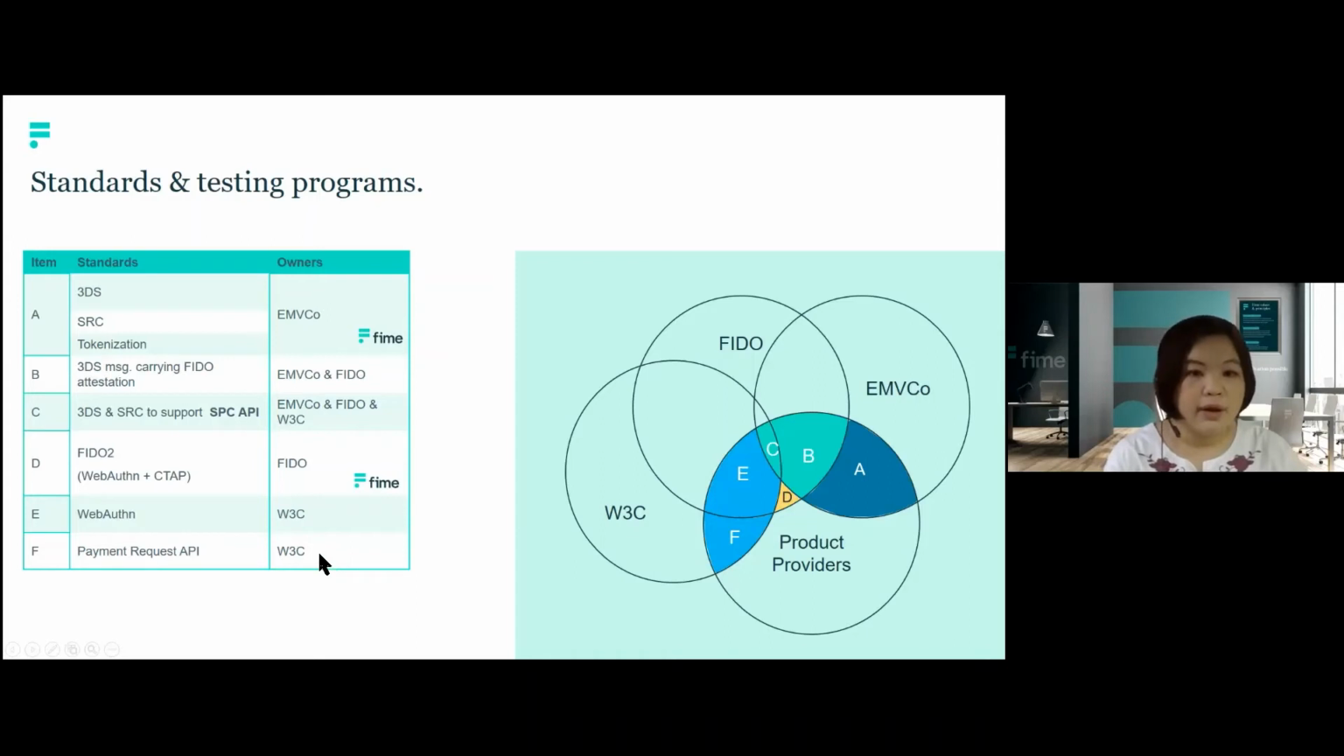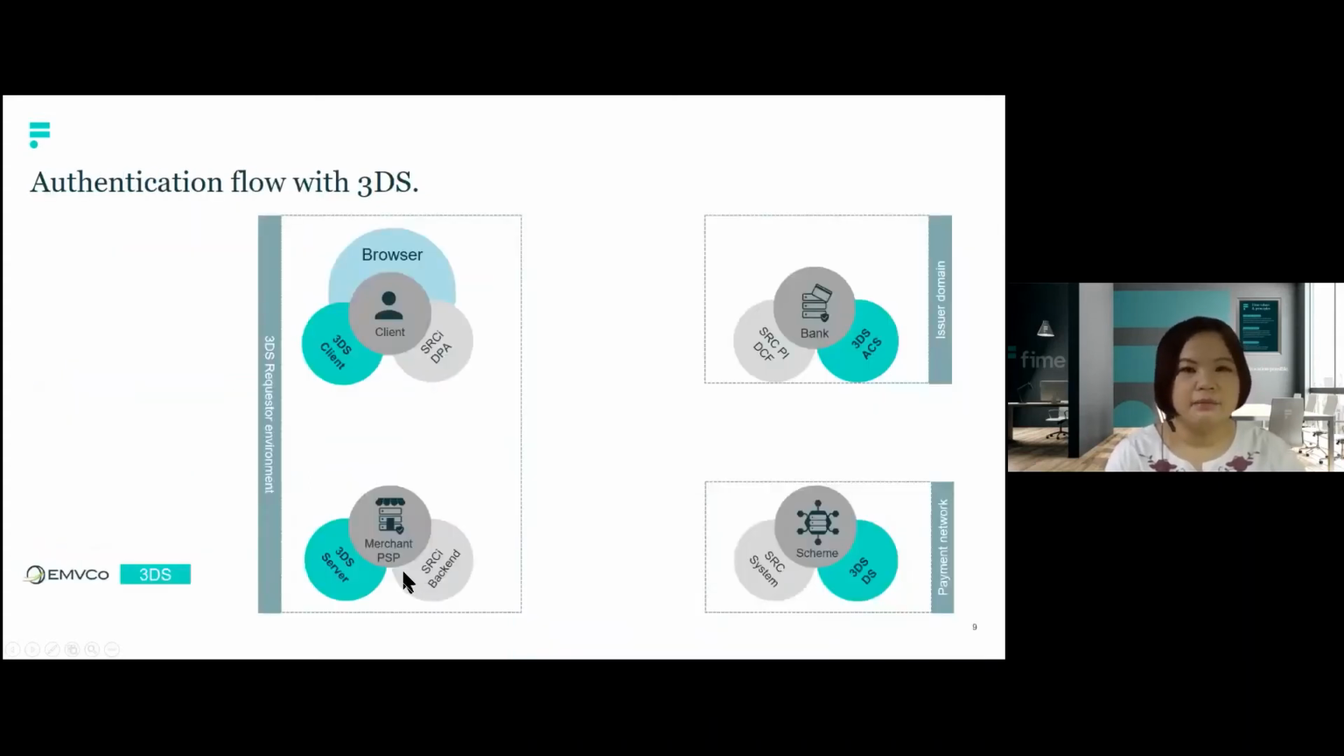And at FIME, we are a qualified lab and test tool provider for the EMVCo 3DS specification. Also, we are an accredited lab for FIDO's biometric component certification program. So as a product provider, what you need to do is understand what's happening on the market, what the relationships between these standards are, and where they are, so that it can help smoothen your path when launching innovative solutions. So let's look at how these standards are placed within the standard transaction flow.